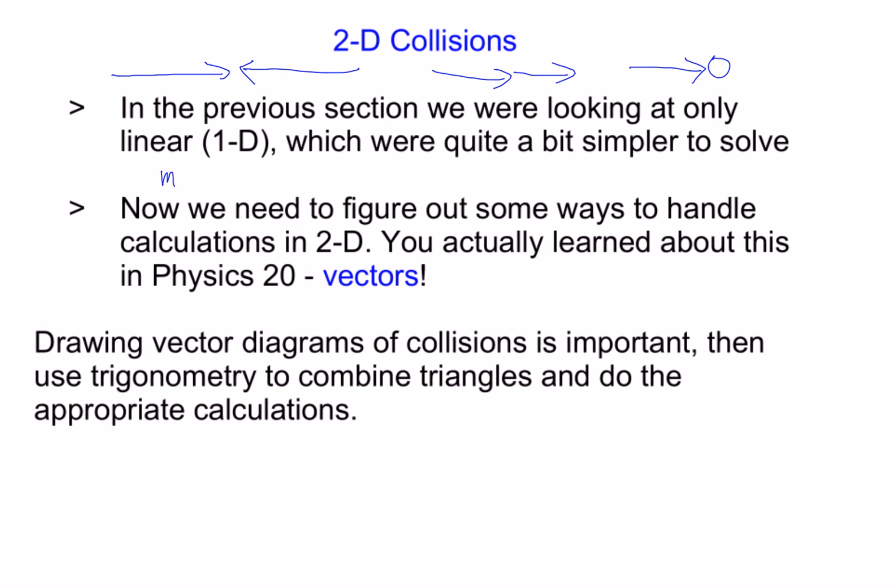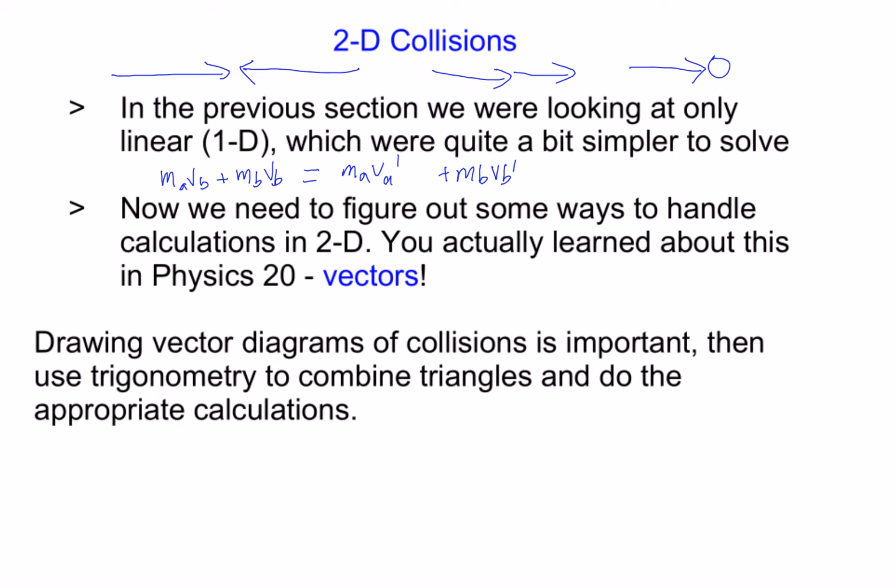Remember, we did the mass and velocity of one, plus the mass and velocity of the other, equals the mass and velocity after of each. So that was basically our formula. What's changing now is we're still doing the same thing, but instead of just plugging the numbers into the formula and solving it, we have to worry about vectors because we're dealing with two dimensions.